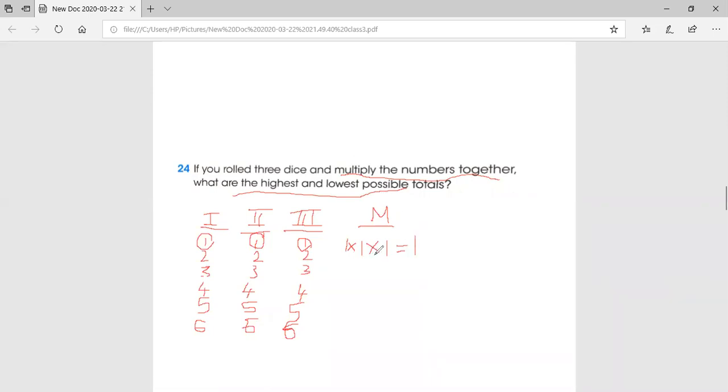Answer is 1. 1 multiplied by 1 multiplied by 1. This is the lowest score. We want to find out the lowest possible score. So 1 multiplied by 1 multiplied by 1 is equal to 1.